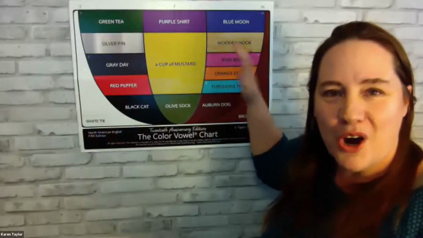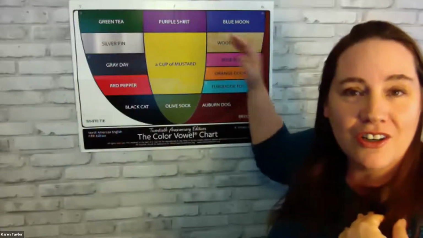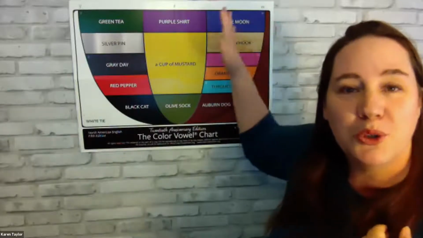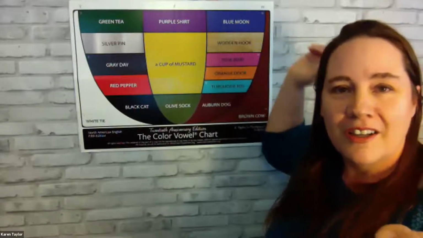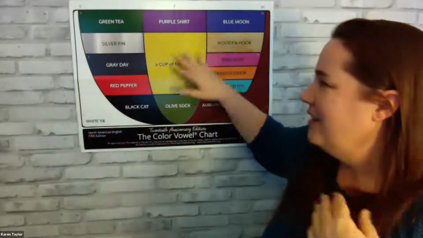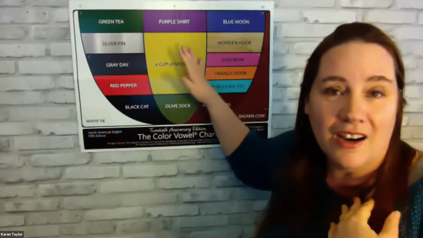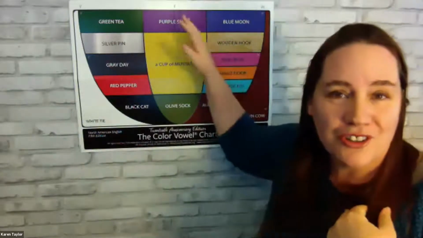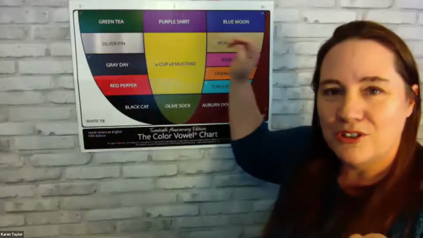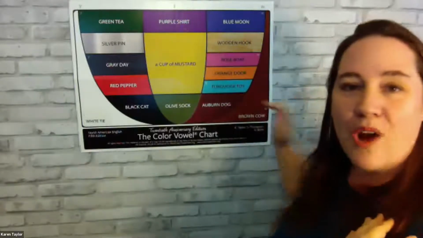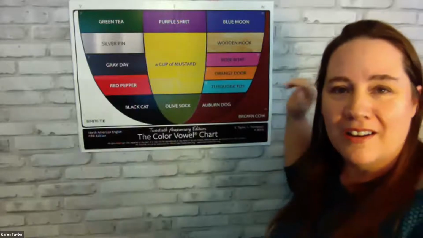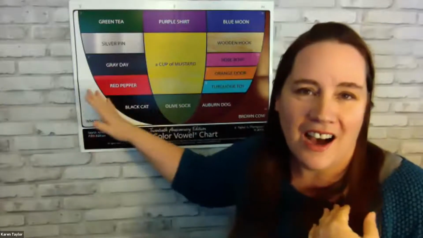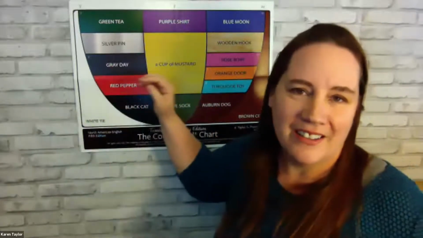Rose, boat, o. Rose, boat, o. Wooden, hook. Wooden, hook. Blue moon, ooh. A cup of mustard. Purple shirt. Brown cow, ow. And white tie, I. White tie, I.